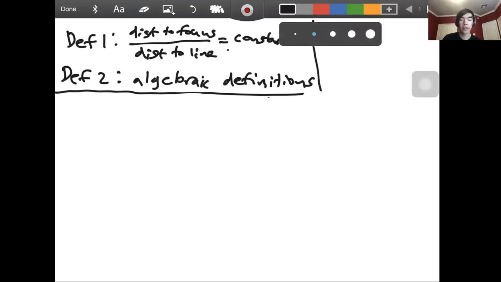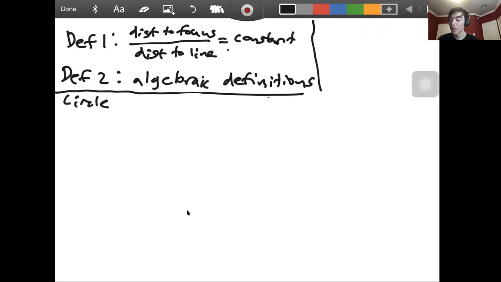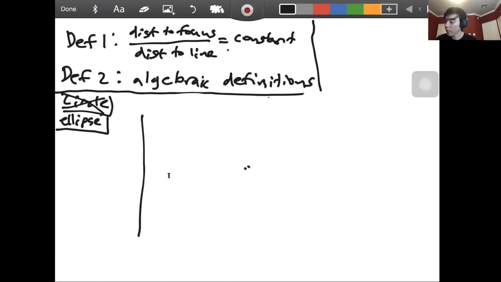Okay, let's get on to our first conic section. The circle is the most basic one, but you guys already know what circles are, hopefully. So I'm not going to go through that. Next one is the ellipse. Okay, the ellipse. Ellipses are when you have a ratio or an eccentricity less than 1.